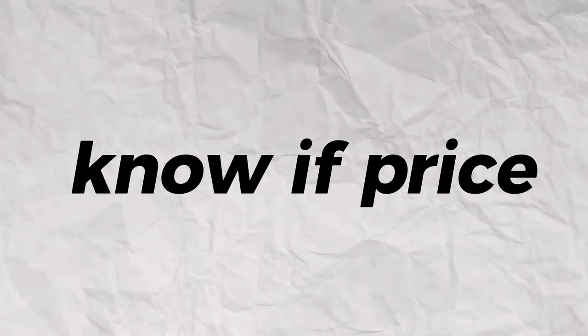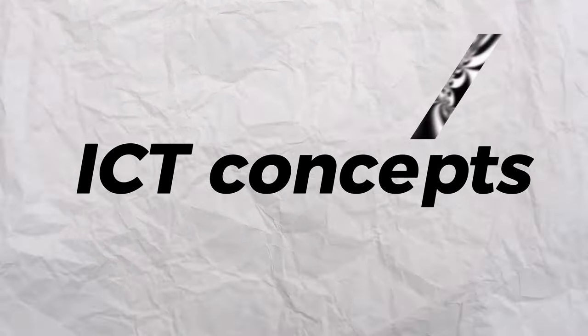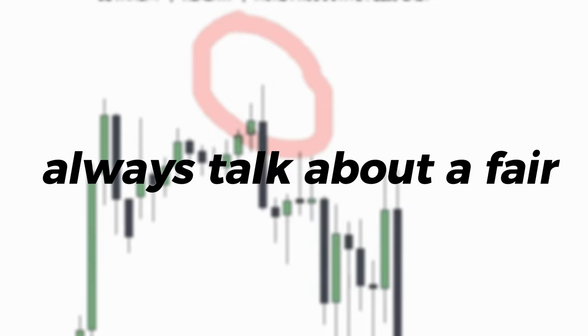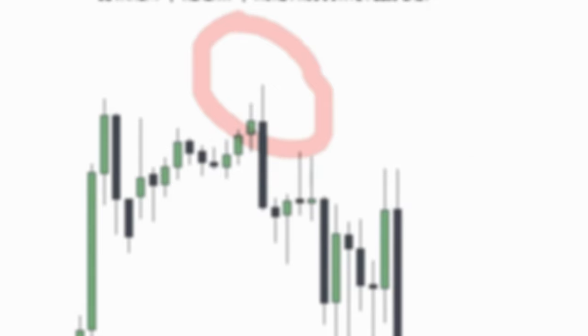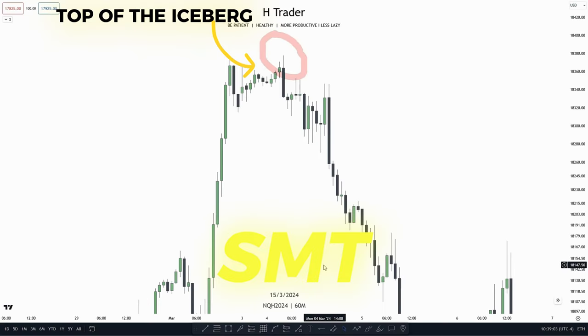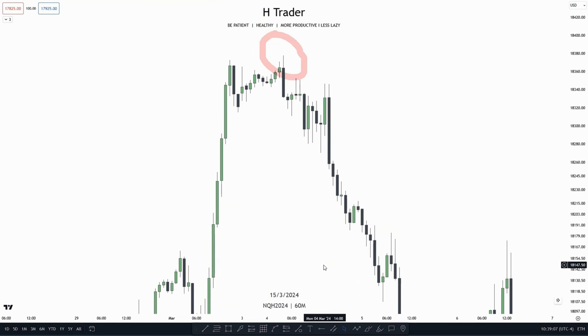How do we know if price is going to reverse using ICT concepts? Well, most traders always talk about a fair value gap trade entry, but if we really want to take that top of the iceberg trade entry, we have to use smart money techniques, SMT, and that is what I'm going to talk about in this video.